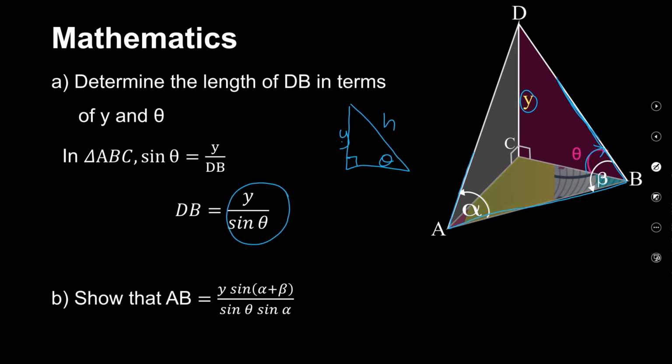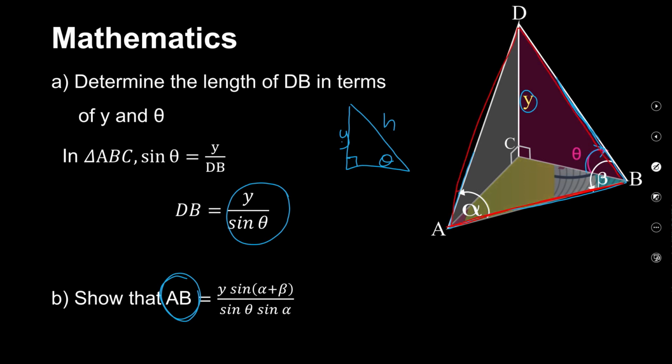The next part of the question is they want us to show that AB is equal to some complex expression, y sine of alpha plus beta over sine theta sine alpha. Now that sounds complicated. Let's just look at what they're asking us to do. They want us just to find AB. Let's go and see where AB is and what information we have to solve AB. If you look at AB, AB is this one here. And AB lies in this inclined triangle ADB. So it lies in here.